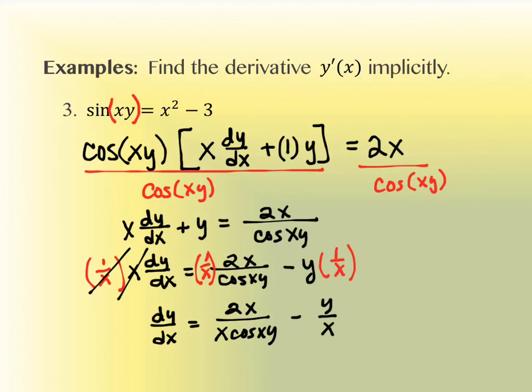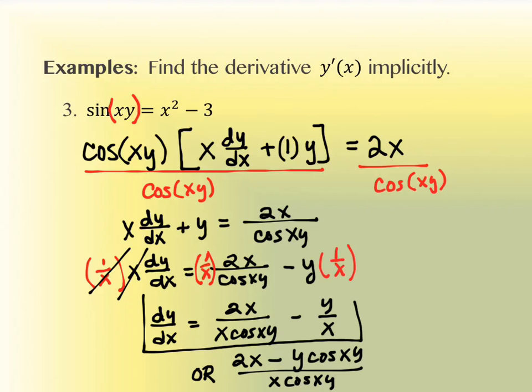And this is a perfectly fine way for you to write this. You might see a problem like this written in the back of the book with a common denominator, so it might look something like this, 2x minus y cosine xy over x cosine xy. If you got a common denominator, that's what it would be. So that's fine if that's what they write in the back of the book. I'm fine if you leave it like this, though, as well. If you had distributed it through instead of divided it to the other side, it would automatically have gotten a common denominator for you. So, is that one okay? All right.